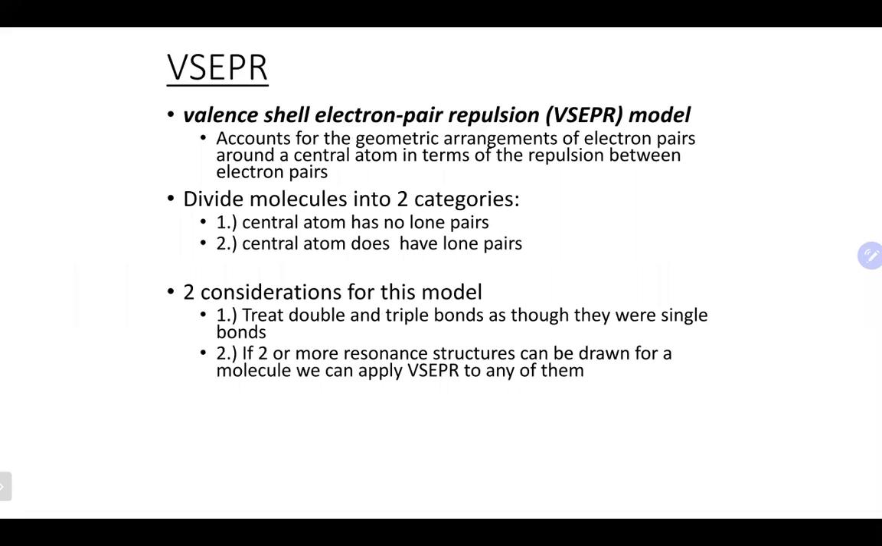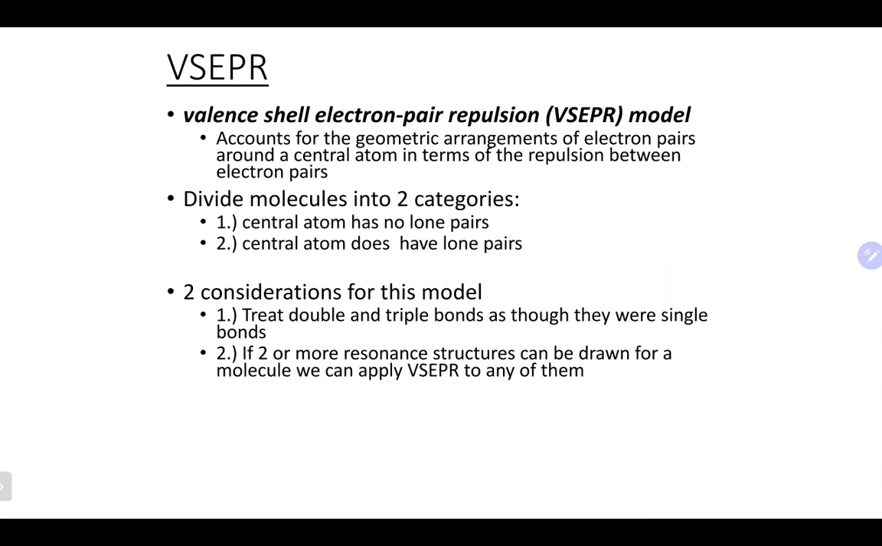It's basically divided into two types of categories. One is where the central atom has no lone pairs. That means when you draw your Lewis structure, there are no dots on the center atom. And there are ones where they do have lone pairs or non-bonding electrons. That means when you draw your Lewis structure, the center atom has some dots on it.